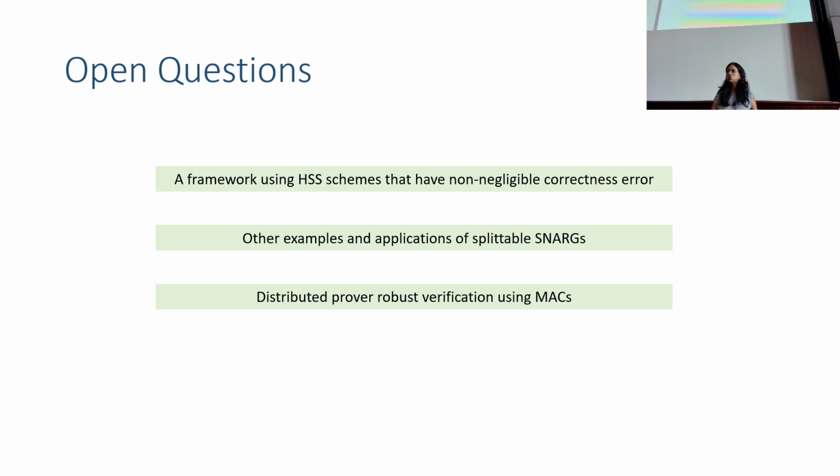But if we're able to figure this out, then we won't have to rely on this additional distributed prover robust verification property of splittable SNARKs. Just the structural requirement on these kind of SNARKs would be sufficient because we will be able to achieve a similar property just using MACs.